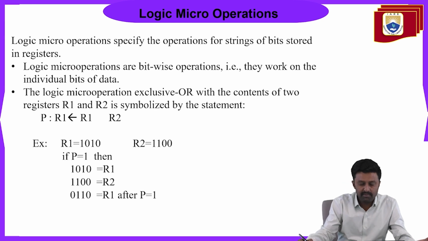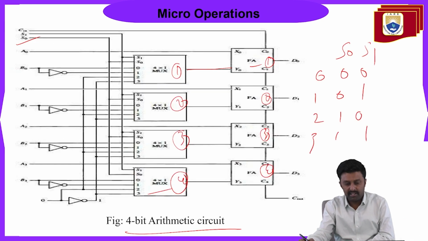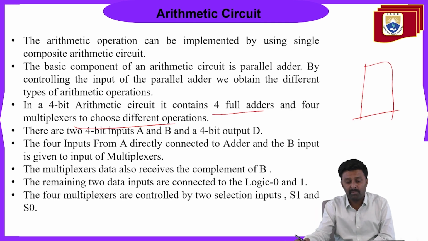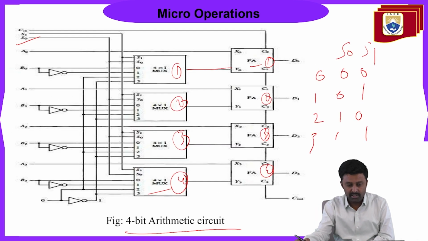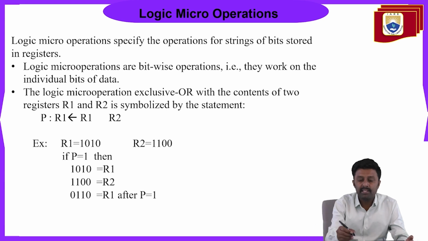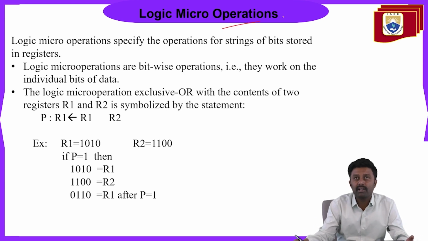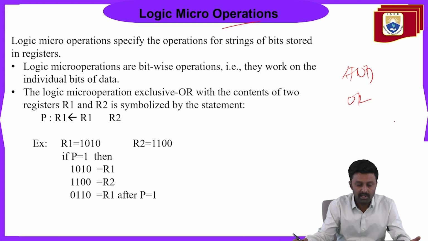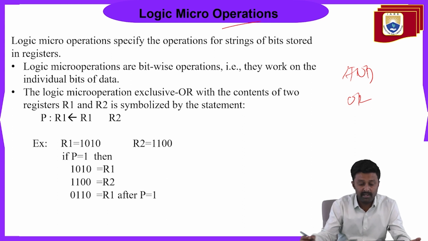Once we are done, we have seen the different types of arithmetic operations performed and the circuits which perform them. Now we'll see the logical micro operations. In the logical micro operations, we are going to perform operations like AND, OR, NAND. All these operations are performed. So let us take an example here.